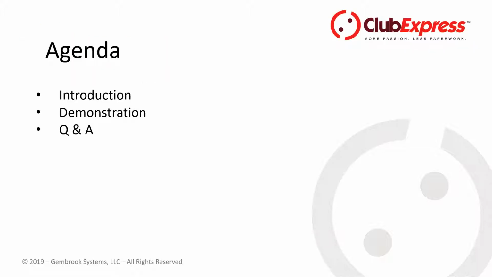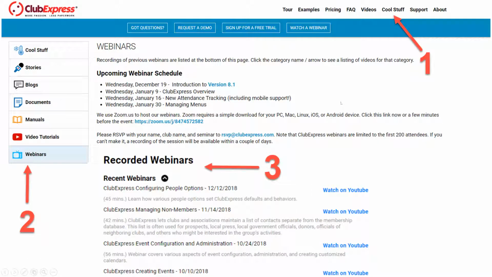So we'll have a little introduction. Bob is going to do a demonstration, and then if we have any questions that haven't already been asked along the way, we'll do a Q&A. The recording of this webinar and tutorials are available on the ClubExpress page.